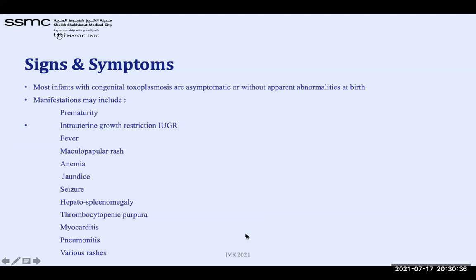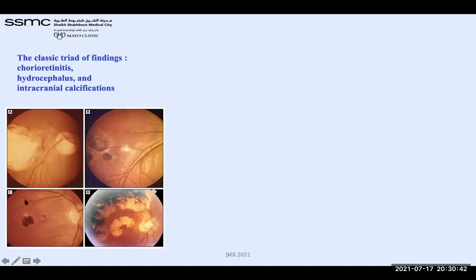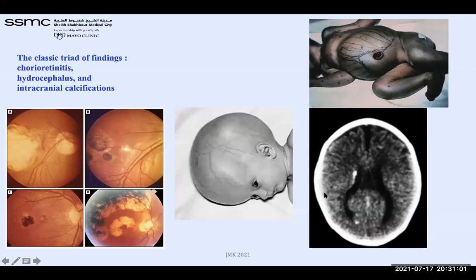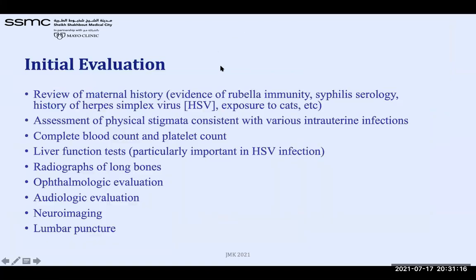So these are the signs and symptoms we just mentioned. So what are the classic triads? This is the RetCam picture of chorioretinitis. So it is in the severe form. So this is one of the triad, then the hydrocephalus, and the intracranial calcification, as you can see here. In the end stage, when the kid becomes very sick, very big hepatosplenomegaly can occur, and then it is very difficult to treat this infection.